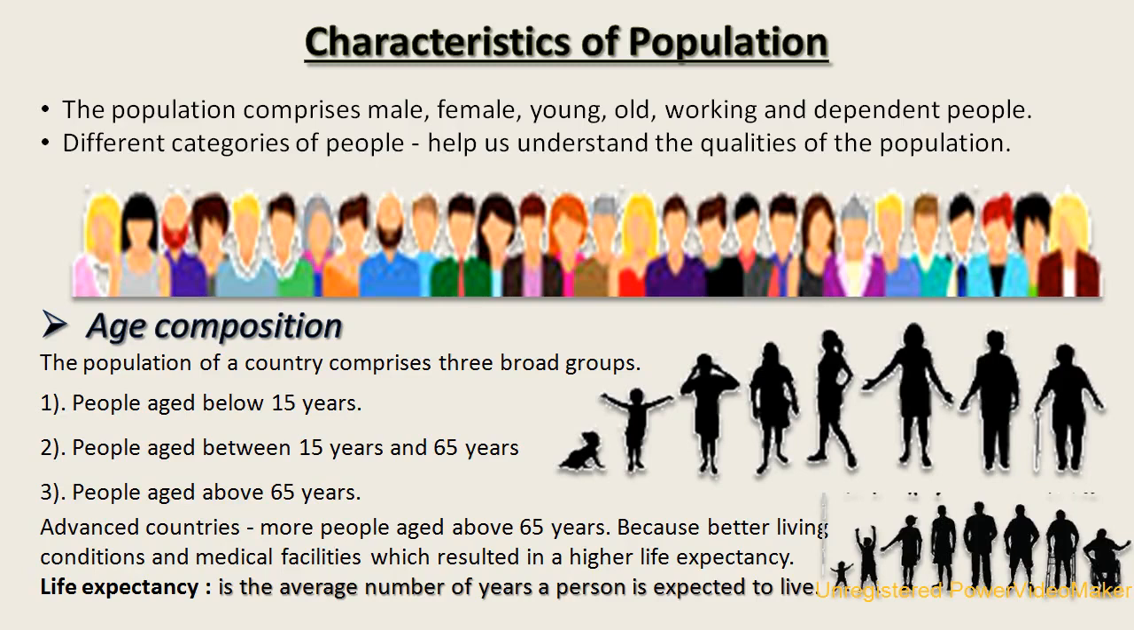In advanced countries, there are more people aged above 65 years. That means in some advanced, developed countries, more people are in the category of above 65 years because of better living conditions and medical facilities, which result in a high life expectancy. What is life expectancy? It is the average number of years a person is expected to live.